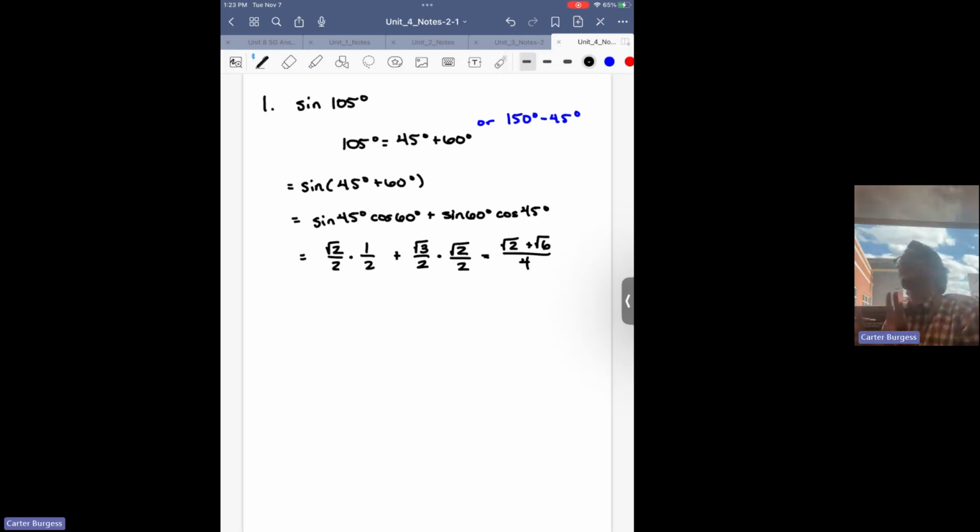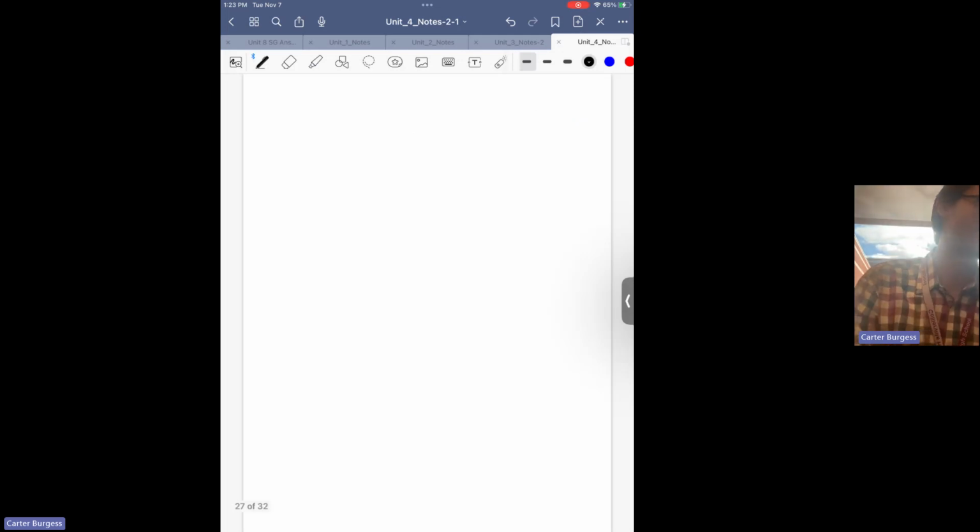Okay, now this decomposition process is pretty straightforward when it's in degrees. It's not too crazy difficult to do when it's in degrees. When it's in radians, figuring out the two angles that add to make the angle that we're missing can be a little bit harder. So let's take a look at number 3 here. This is cosine of 19 pi over 12.